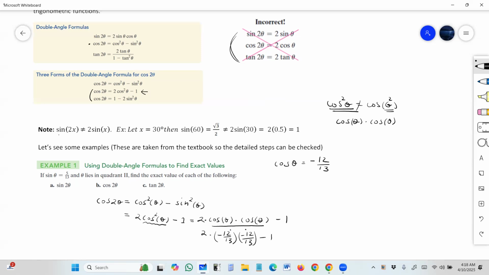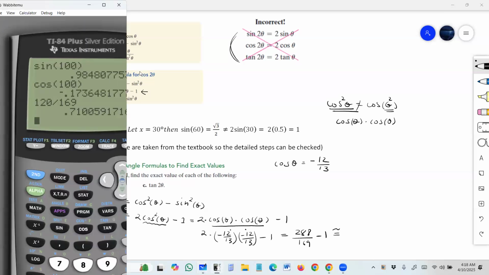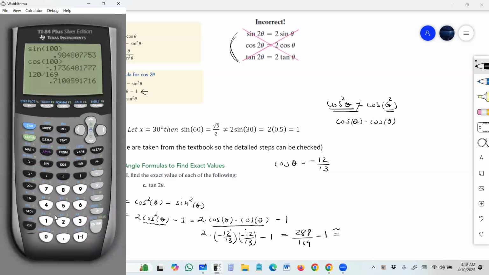So this is 144. 2 times 144, 288 over 13 squared, 169, minus 1. And then we can do this on the calculator. I mean, we don't need to have the answer in fractional form. So we can go to the calculator right now. So 288 divided by 169 and then minus 1. And 0.7041.